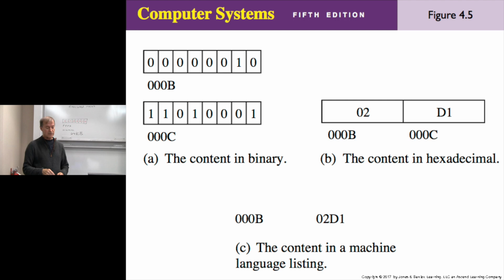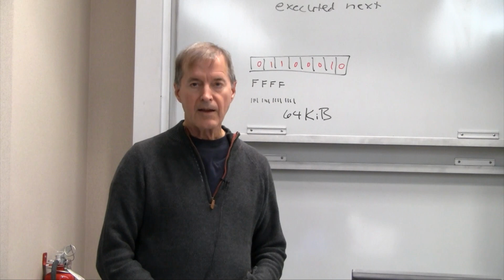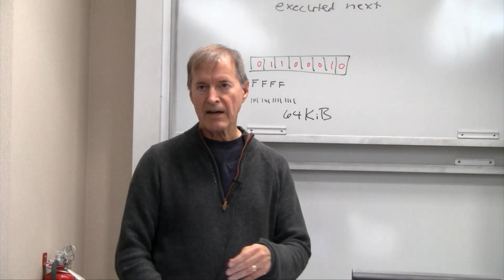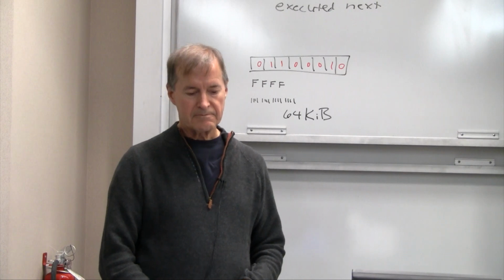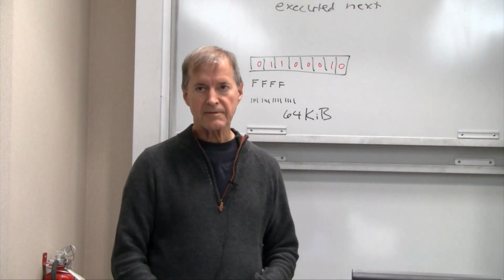The 02 in part C is the content of the byte at address 000B, but the D1, what's the address of the D1? It's still 000C. It's just moving on. That's why we have to know how to count in hexadecimal. You could have 3 bytes. Yeah, 3 bytes is common actually. So it's basically just the standard.